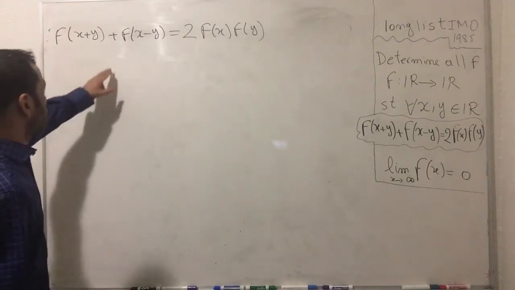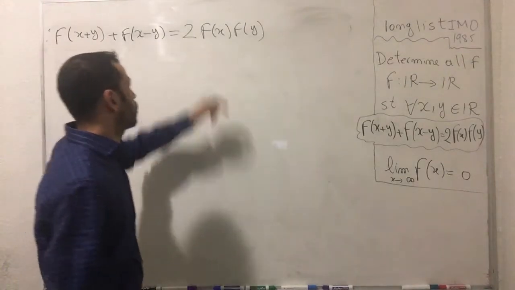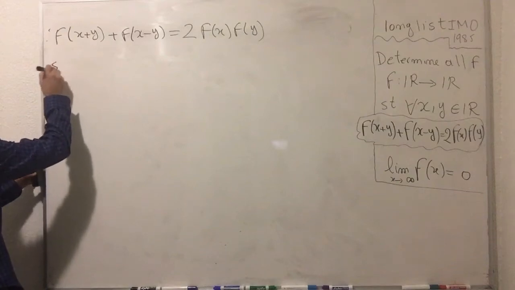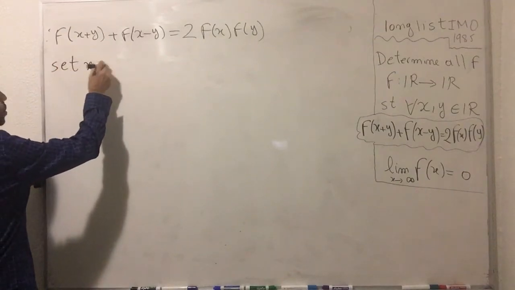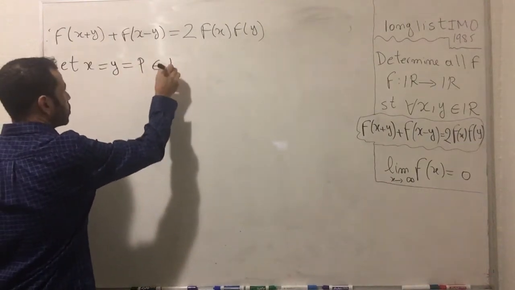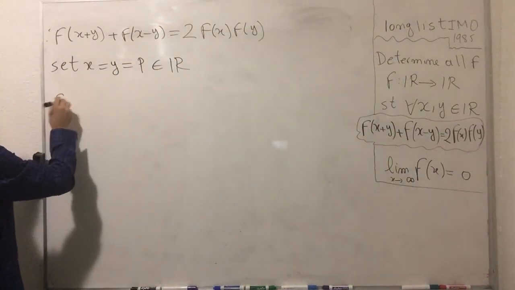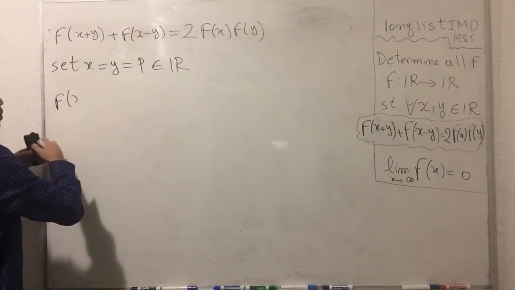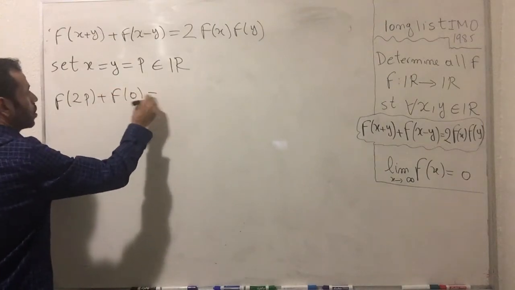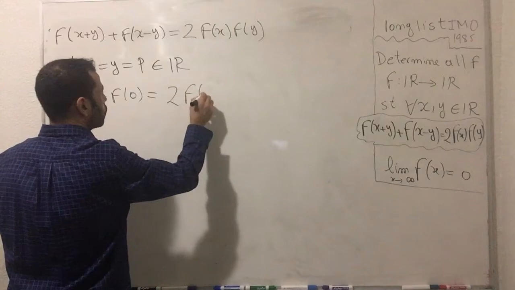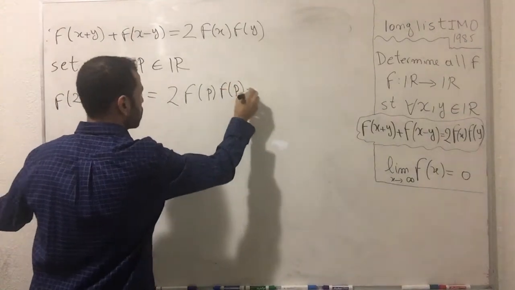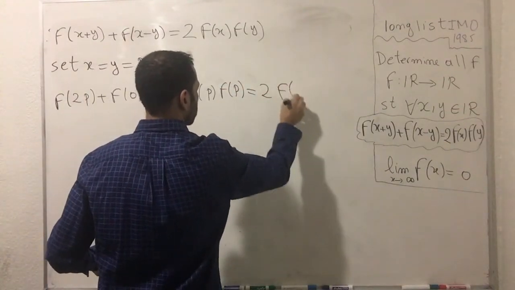So we have f(x+y) + f(x-y) = 2 times f(x) multiplied by f(y). Let's set x equal to y equal to p, as real numbers. So f(2p) plus f(0) equals 2 times f(p) multiplied by f(p). That means 2 f(p) squared.